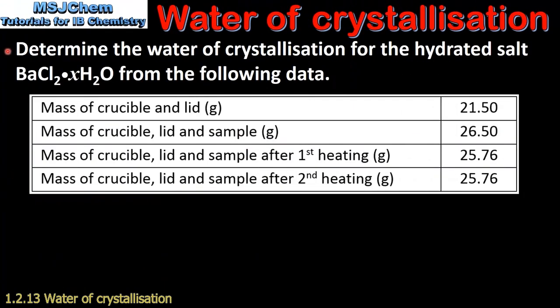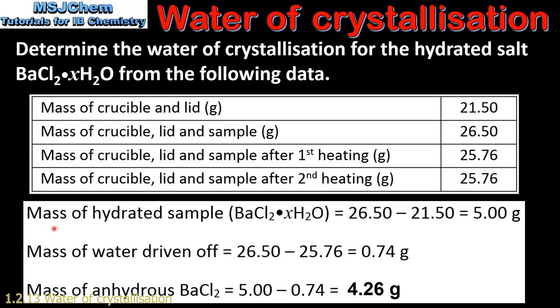So next we'll determine the water of crystallization for the hydrated salt BaCl2·xH2O from the following data. In this table we have the mass of crucible and lid, the mass of crucible, lid and sample, the mass of crucible, lid and sample after first heating, and the mass of the crucible, lid and sample after second heating. Note that the mass of the crucible, lid and sample after first heating and second heating are the same. This is what is meant by heating to constant mass.